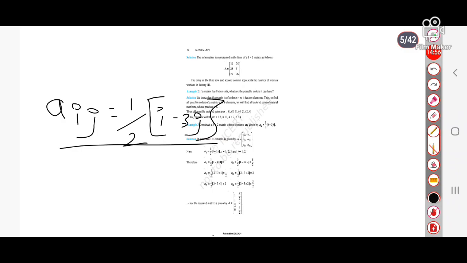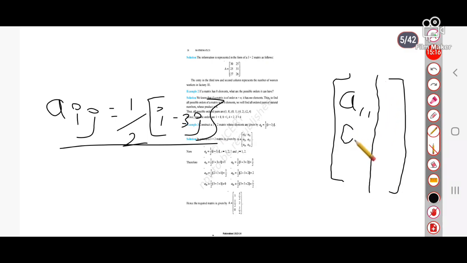Now they are asking for a 3 cross 2 matrix. As I told you, 3 stands for rows and 2 stands for columns, right? So the general matrix, this is the first, right? So A11, 1 comma 1, is the first row, first column element, right? Now this is the column, so this will be the first column, right? So A21, second row, first column. A31, third row, first column. See, A I J is the general representation where I stands for the row and J stands for the column.